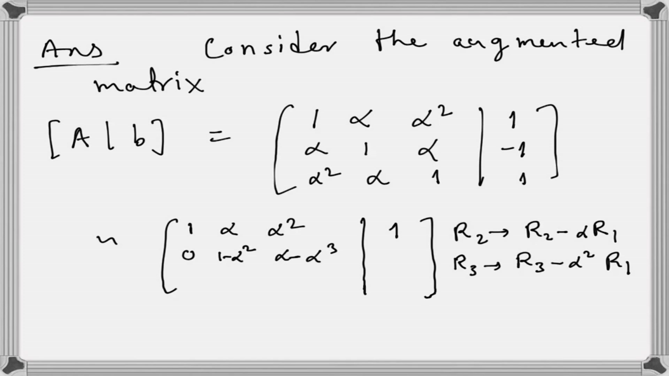Alright, then this is 0, this is alpha minus alpha cube. And this is 1 minus alpha to the power 4, and this one will be minus 1 minus alpha, and this is 1 minus alpha square. So to decide on the rank, we need to make one more 0 in the third row.